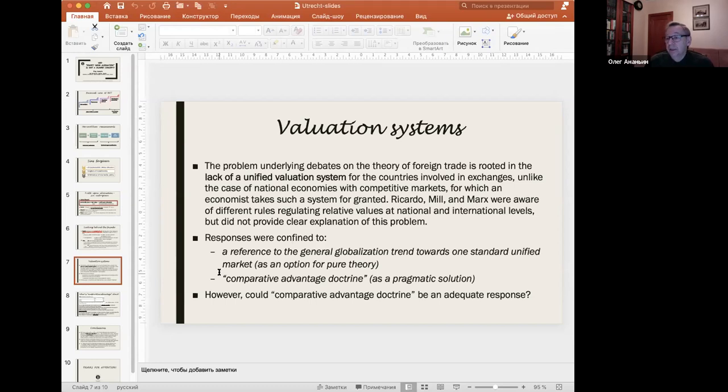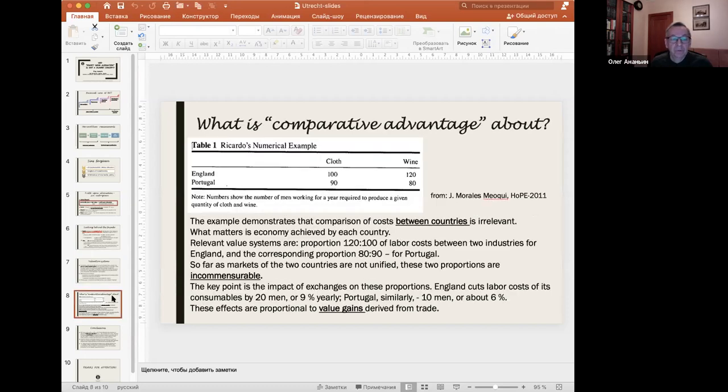And second, the comparative advantage doctrine, which was pragmatic, which was not appealing to this general theory. How is this comparative advantage doctrine related to this notion of profit upon alienation? Well, I'm just reminding you of the Ricardian example. I want to use it to finalize my argument. Usually we, and Ricardo himself, were comparing England and Portugal in terms of labor, in terms of workers necessary to produce certain products.